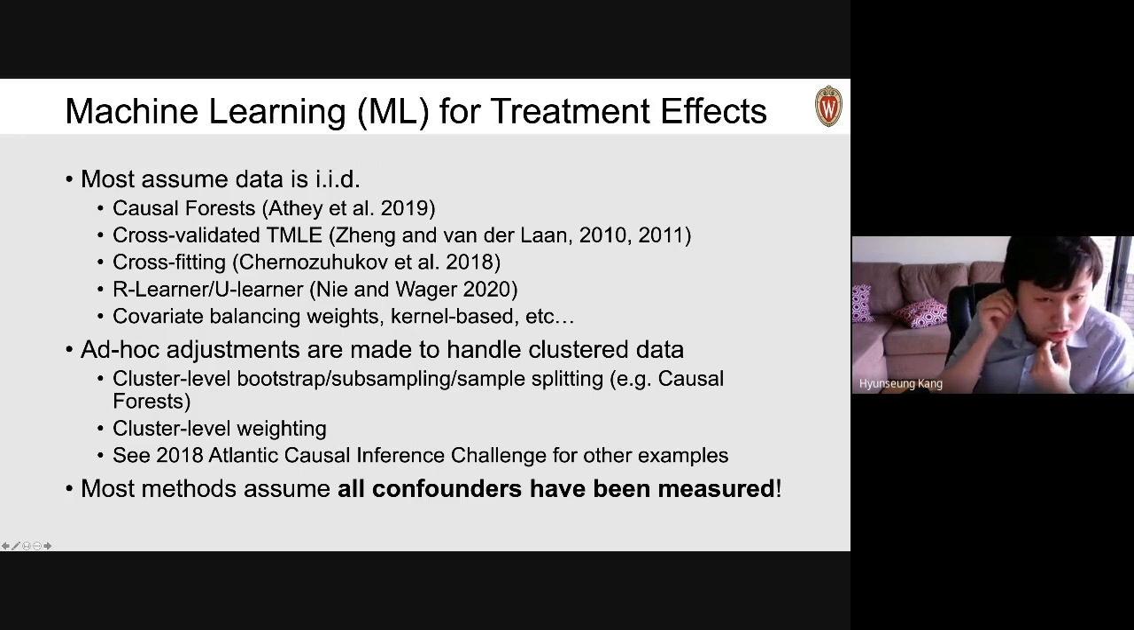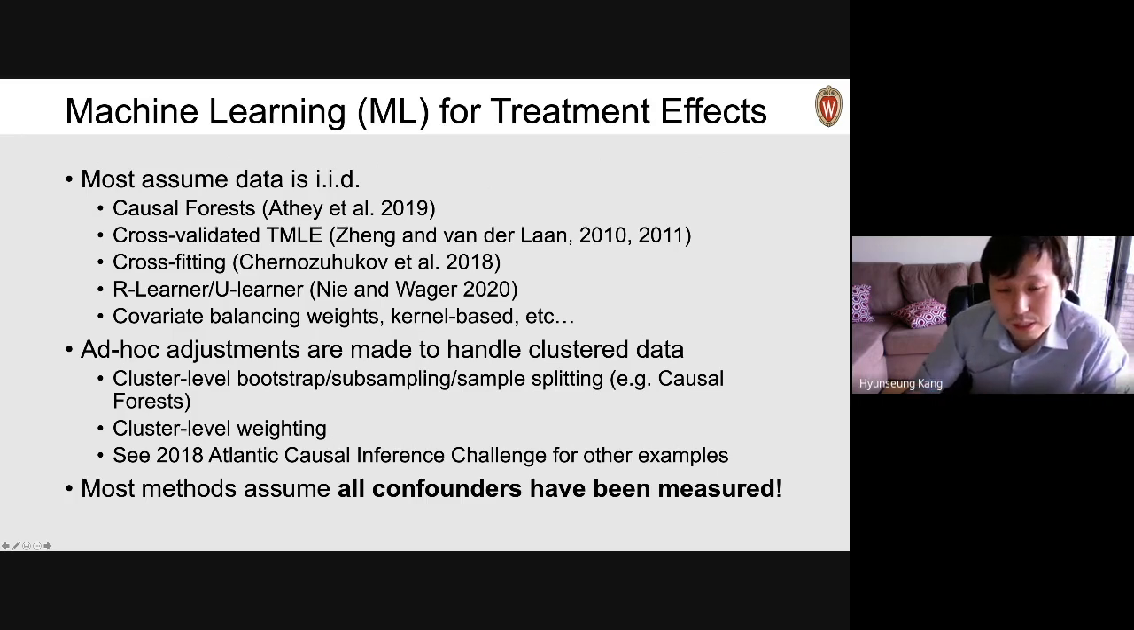Cross-fitting, which is a recent variation of a technique that was developed some time ago, also assumes the data is i.i.d. R-learner, U-learner assume i.i.d. And there are various covariate balancing techniques, kernel-based methods by a couple of people at Cornell, that all assume the data is i.i.d. And now moving from i.i.d. to non-i.i.d., oftentimes people, at least in applied practice, make ad hoc adjustments to handle cluster data.